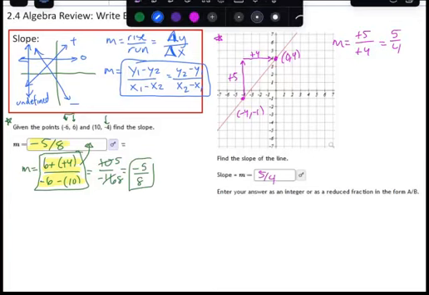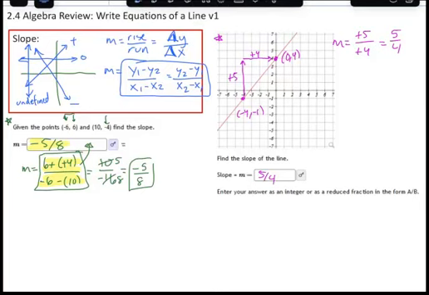You could also go from the top point down. If you go from the top point down, you go down 1, 2, 3, 4, 5, so that's a negative 5. Then you go over 4 to the left. To the left is in the negative direction. The negatives cancel, and you'd still get your answer of 5/4. And so that is your slope. Especially if you have a graph there, counting it is going to be an easier process.